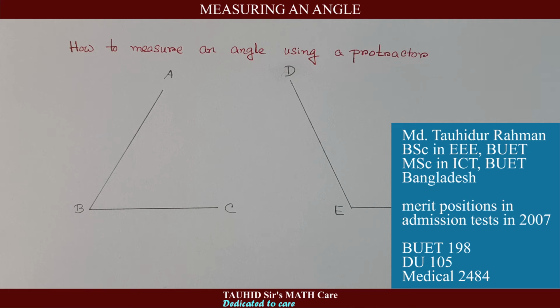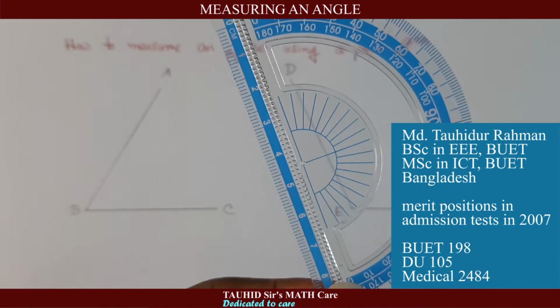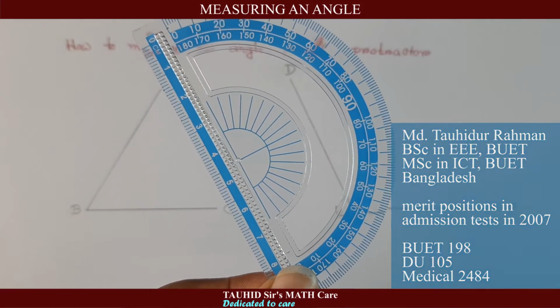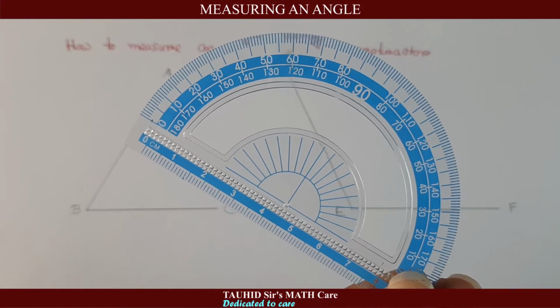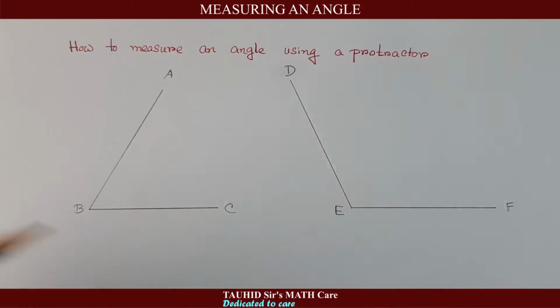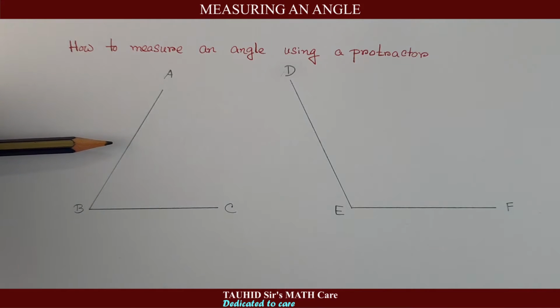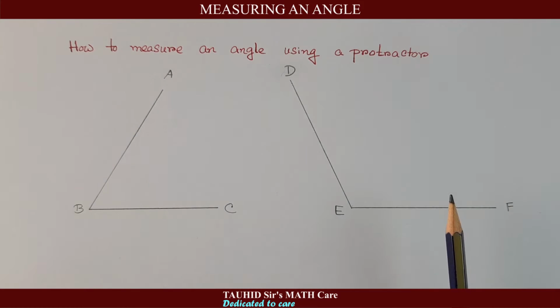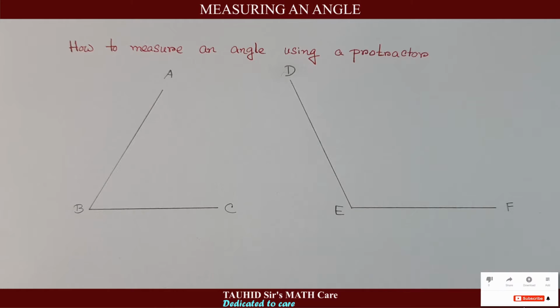Now we will learn how to measure an angle using a protractor. This thing is called a protractor and this is used to measure angles. Here I drew two angles, one is an acute angle and the other is an obtuse angle. First of all, we will measure the acute angle.